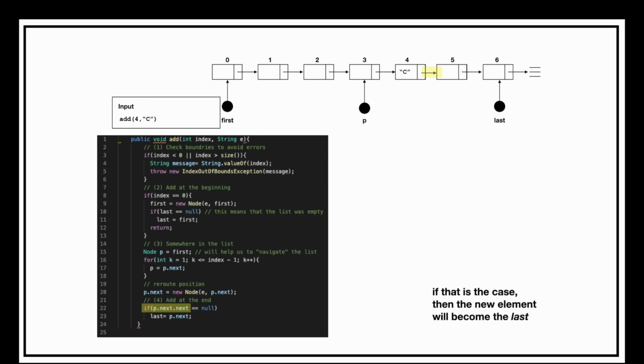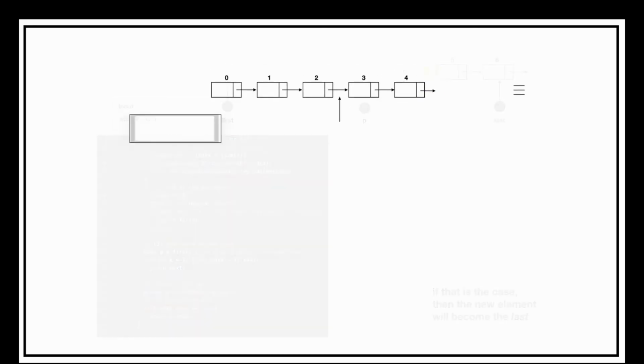I want you to pay attention because in case we don't do that reroute, we can lose the rest of the list. For example, this way. That is why it's very important to keep the list connected through p.next and therefore use a predecessor.